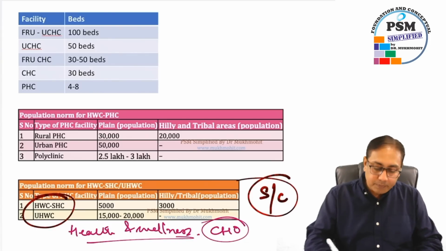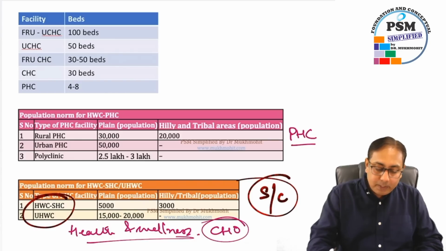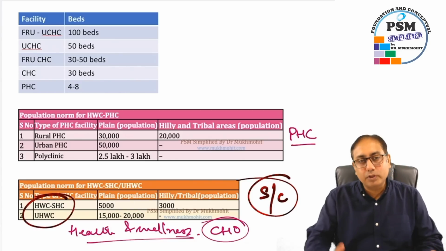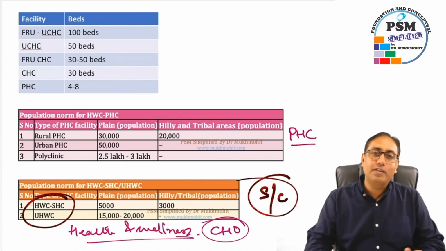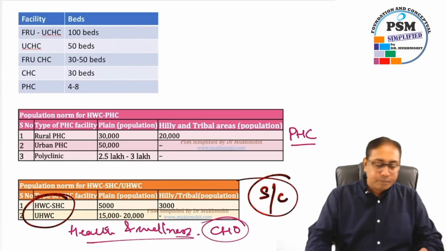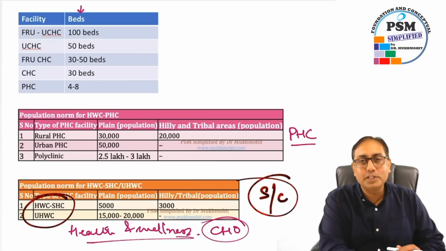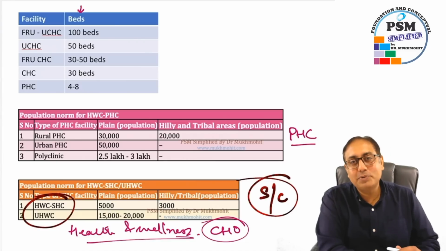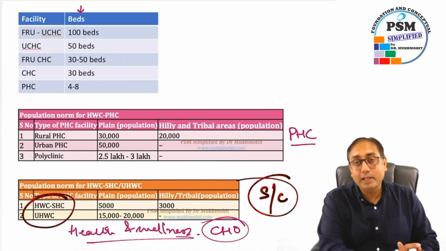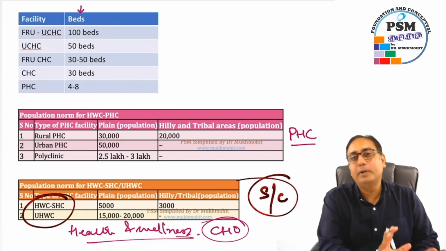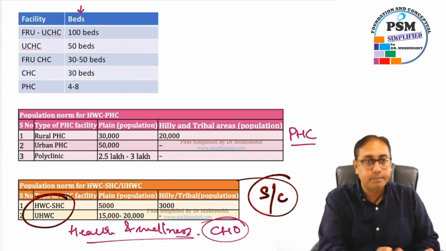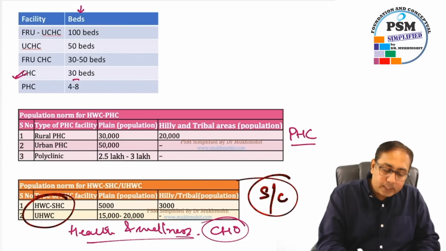They are available at our subcenters, and if a CHO is available at a subcenter, we rename the subcenter to a health and wellness center. Everything else remains the same. The PHC is the same: we can have urban PHCs or rural PHCs. Rural PHC is for 30,000 population in the plain areas, and urban PHC is for 50,000 population. As far as the number of beds, there have been a lot of controversial MCQs. Please note that the CHCs, community health centers, are usually 30 bedded in rural areas.